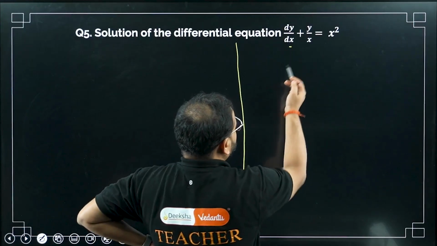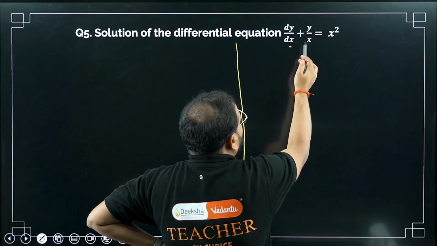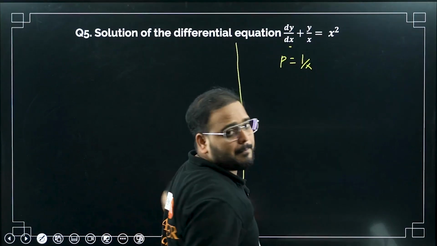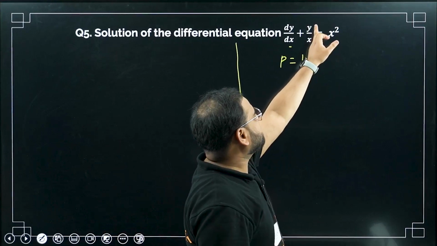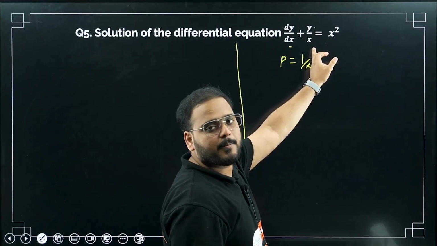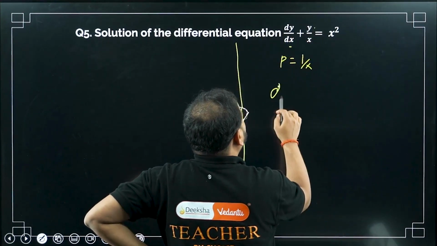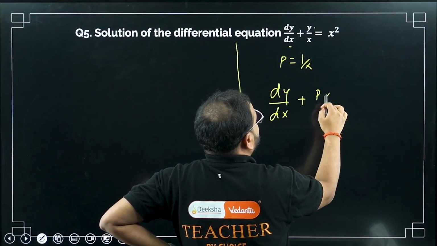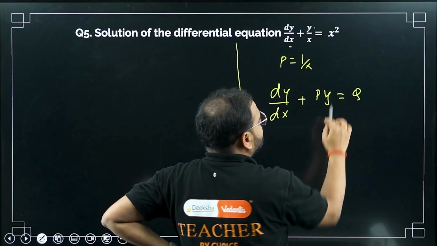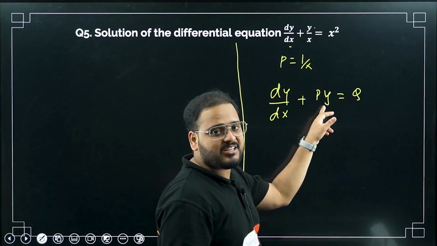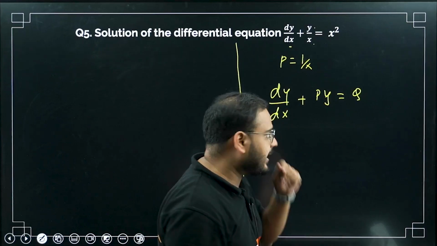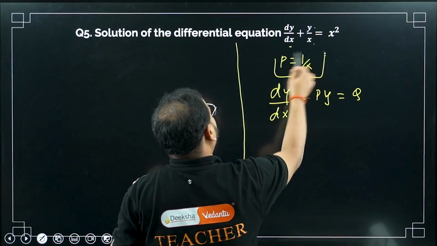Don't worry. If I compare with the standard form, what am I going to get? My p is 1 by x, right? Sir, how come? Please check. y is multiplied with what? 1 by x only, no? What is the standard form, sir? Please do not forget dy by dx plus p y equals q, where p is a function in the variable x. What's the function in the variable x over there? 1 by x. So please take p as 1 by x.